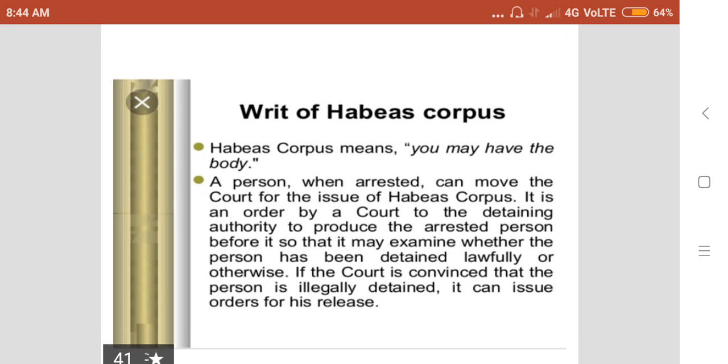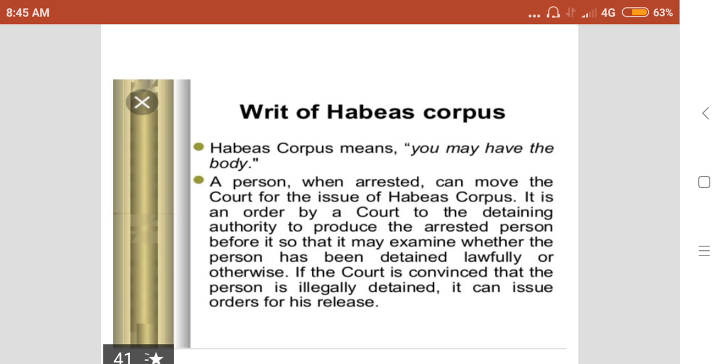Writ of habeas corpus. As I said earlier, habeas corpus means you may have the body. A person, when arrested, can move the court for the issue of habeas corpus. It is an order by a court to the detaining authority to produce the arrested person before it so that it may examine whether the person has been detained lawfully or otherwise. If the court is convinced that the person is illegally detained, it can issue orders for his release.